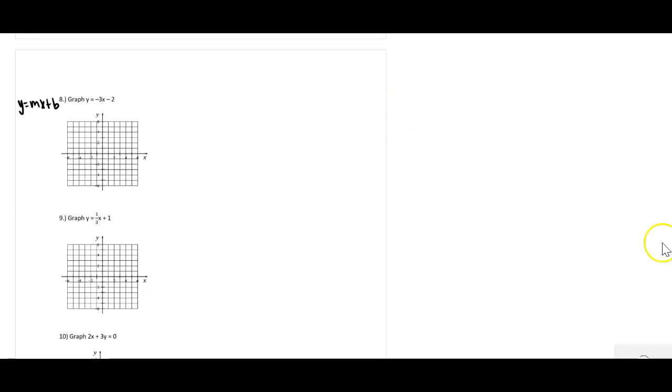So, what's going on with my camera? Okay, I don't know why it's doing this. Sorry.